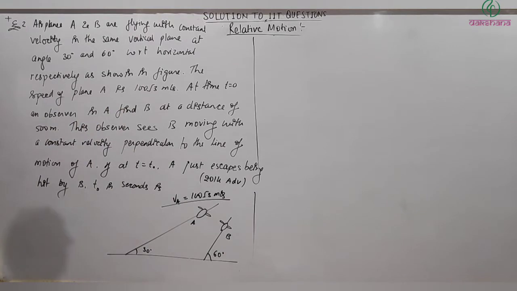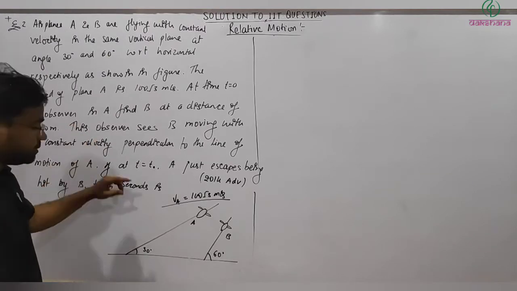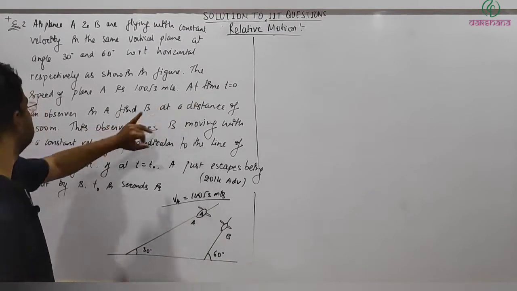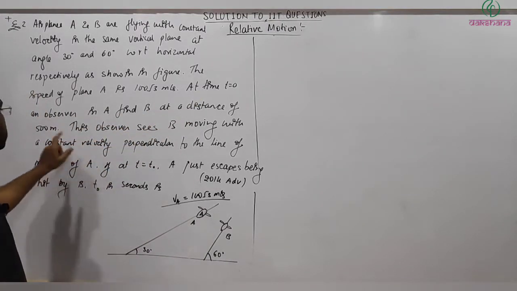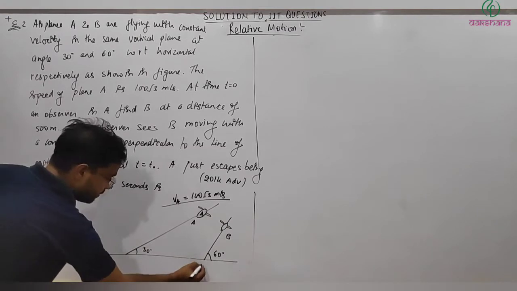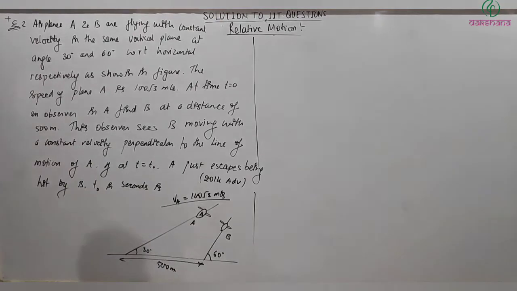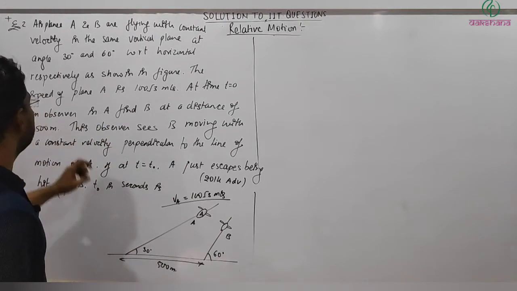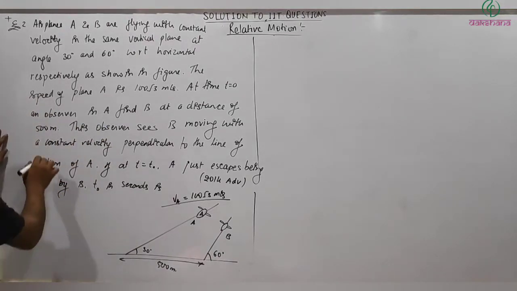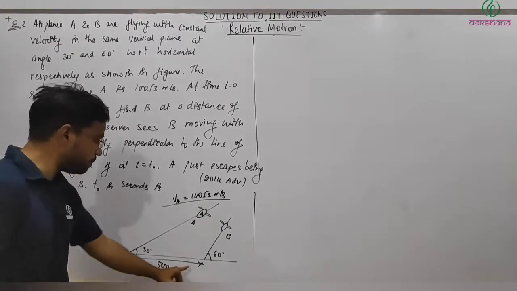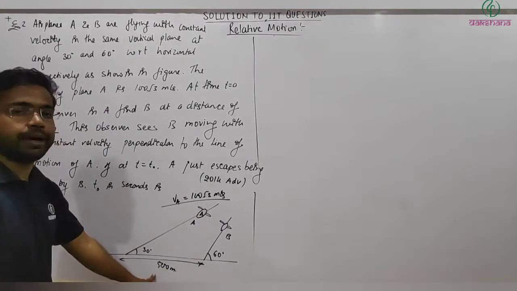At t equal to 0, an observer in A finds B at a distance of 500 meter. We need to understand its meaning properly. That means initially the separation between the two airplanes is 500 meter.